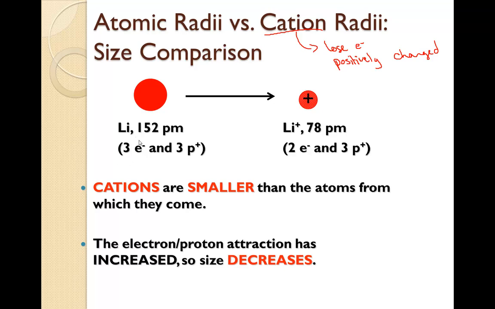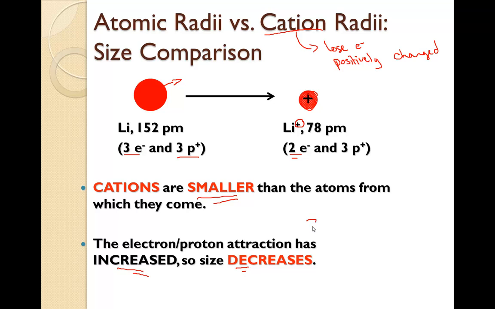So, if lithium has 3 electrons and 3 protons to begin with, and it becomes a lithium plus, now we only have 2 electrons; one of the electrons has been removed from the atom. The result is a much smaller size. Cations are smaller than the atoms from which they came. The electron-proton attraction has increased, so the size decreases.